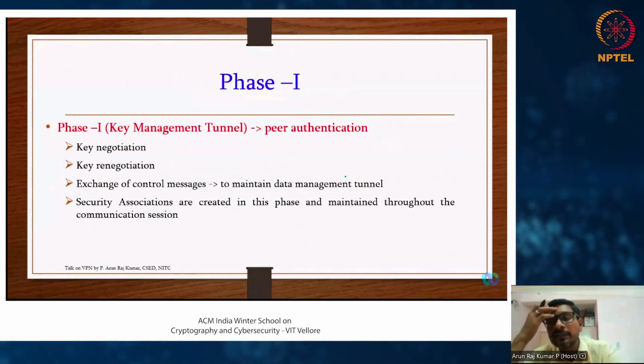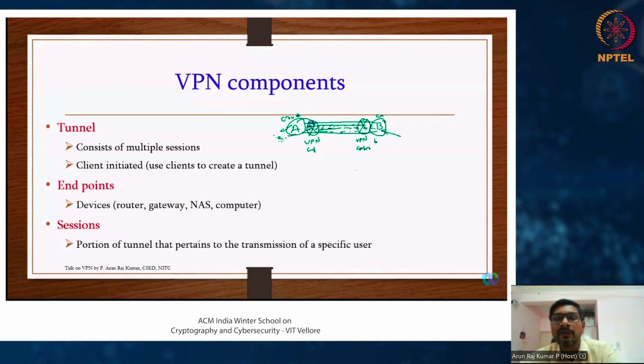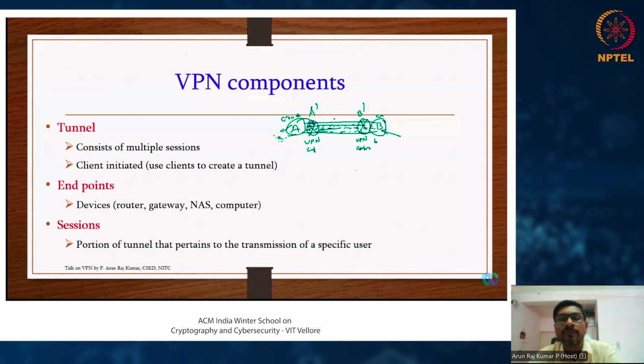Phase one is the key management tunnel, or we call it peer authentication. Let us call this router VPN as A dash, and this one B dash. In phase one, A dash and B dash try to exchange their keys. You see what are all the things that they are doing now.